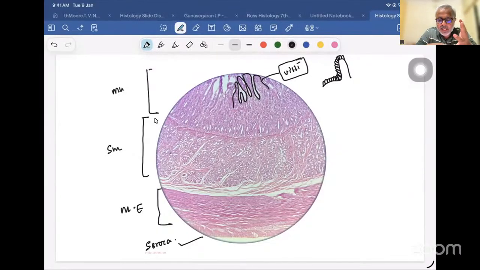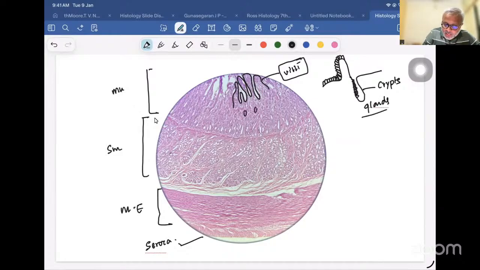Villi are absent in stomach. Villi are absent in large intestine. Villi are present only in small intestine. Right? So this is villi. These villi, when they invaginate below the level of the surface epithelium, and they further get lined by columnar cells, we will call these the crypts of Lieberkühn or glands of Lieberkühn. These are basically intestinal glands.